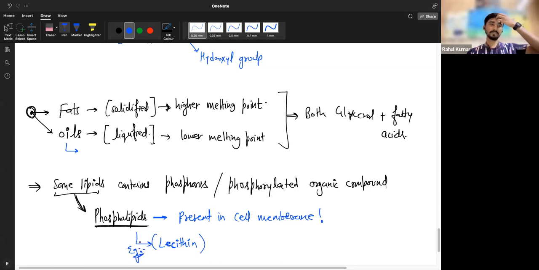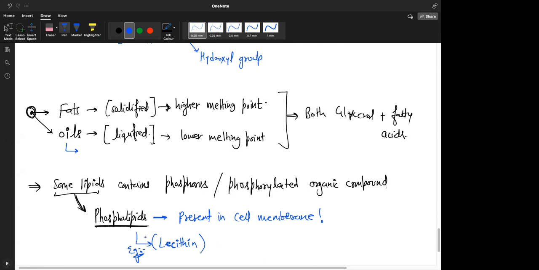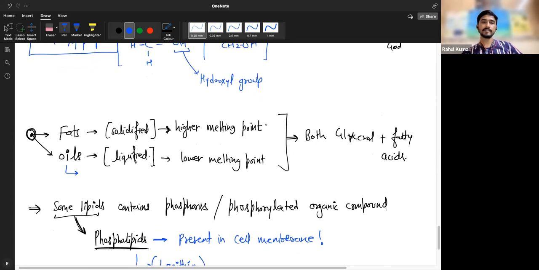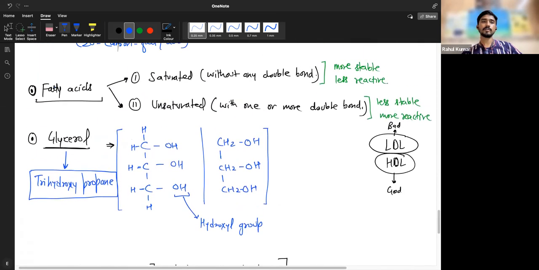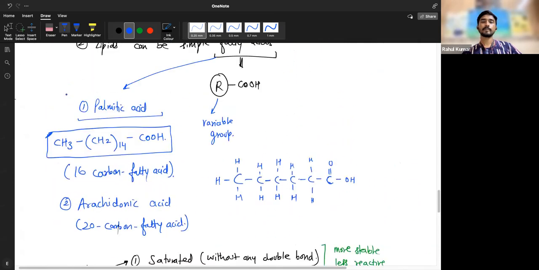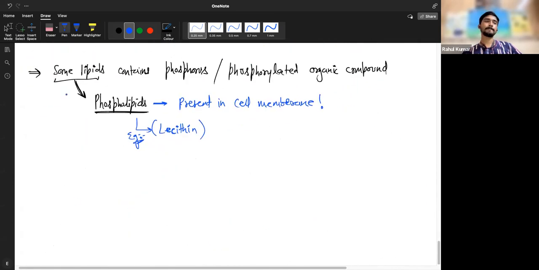Different types of lipids are clear to you? Yes, sir. Okay. There are more complex types of lipid than this, but I think that we do not have to study them in detail. So just remember phospholipids, fats, oils, glycerol, and fatty acids. Okay, everyone? Both of you? Fine? So lipids is over.